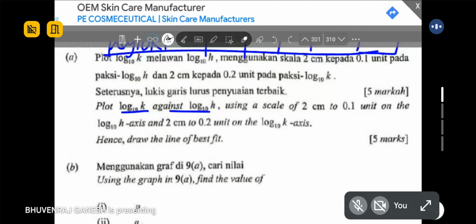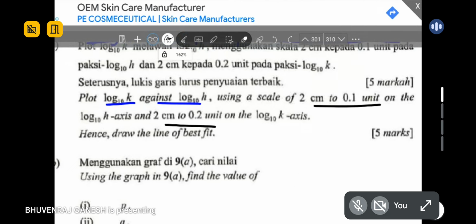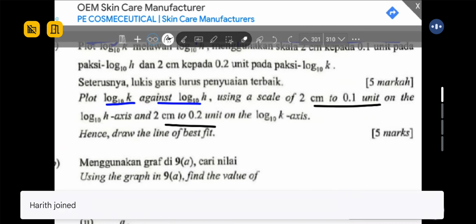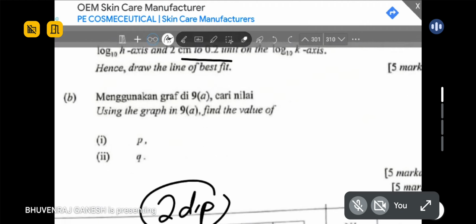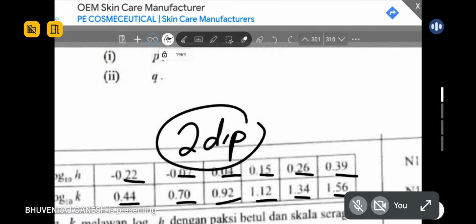Okay, so how do you know? It is based on your scale guys. You see the scale in the question. 2 cm, 0.2. So you must imagine guys. Cuba bayangkan atas kertas graf. 2 cm to 0.2 unit. So it means that you have 10 boxes. Okay, kamu ada 10 kotak kecil lah in between. So that's why I use until 2 dp.